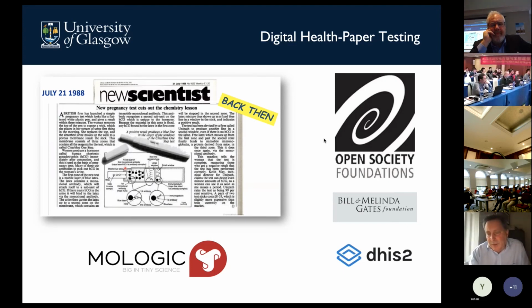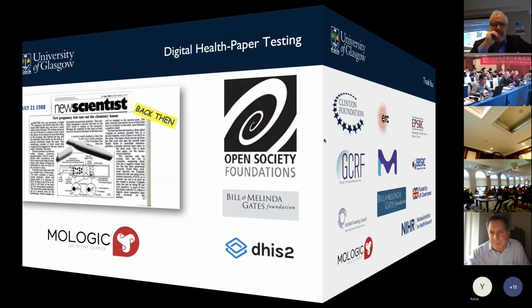And actually, there is another social enterprise called DHIS2, which is spun out of the University of Oslo, a digital database provider. And we're now working as a collaboration across the three of us in this sort of open access, open innovation activity.